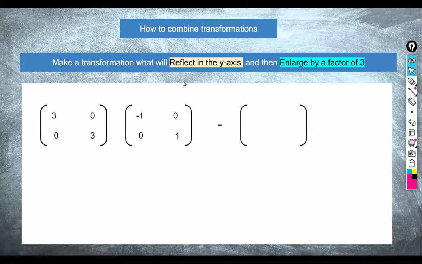Sometimes when we're doing this topic, you have to do more than one thing at the same time. For example, we've been doing a reflection in the x-axis. We did reflection in the y-axis. We did enlargements. We did rotations. We even did slides. But you notice when I was asking you to do those things, it was always one at a time. Like, for example, one question would be rotate it by 90 degrees, and that was the end of the question. Or reflect it in the y-axis, and that was the end of the question.